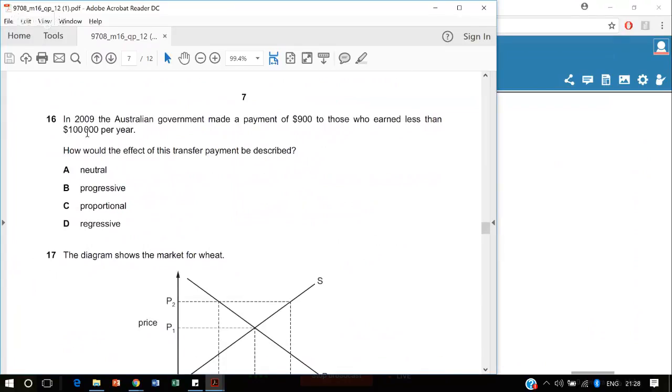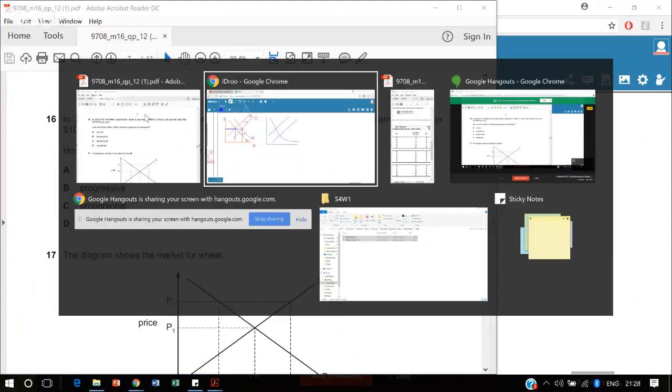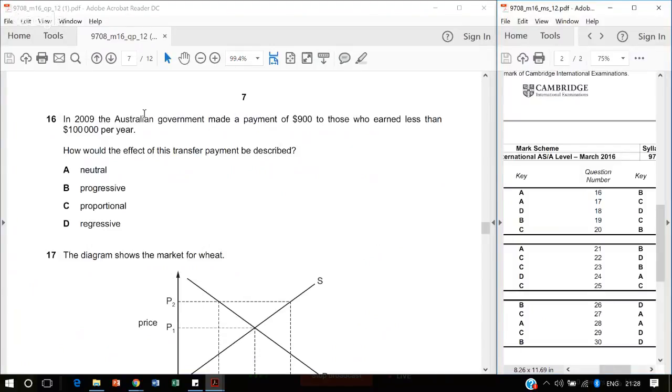In 2009, the Australian government made a payment of $900 to those who earned less than $100,000 per year. Okay, Australian, sorry, not Austrian. This is kind of a universal basic income. How would the effect of this transfer payment be described? Neutral, progressive, proportional, regressive. So regressive would mean that the poorer are hit harder than the richer. Proportional would mean that it's kind of fixed, so everyone pays, for example, 10%, and that means the richer give more than the poorer.